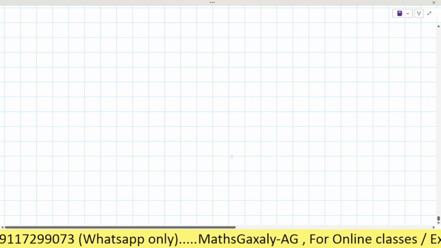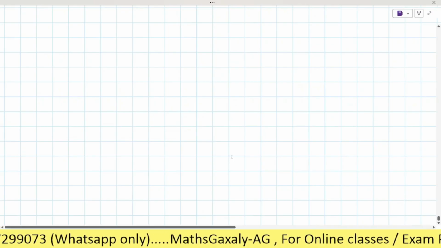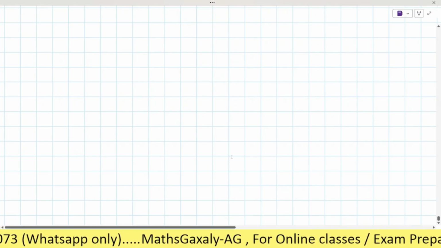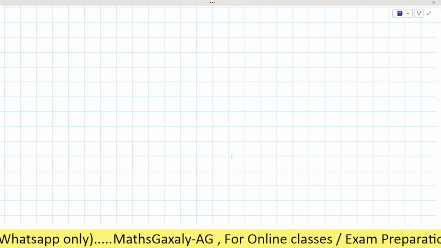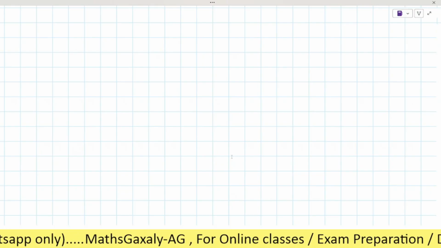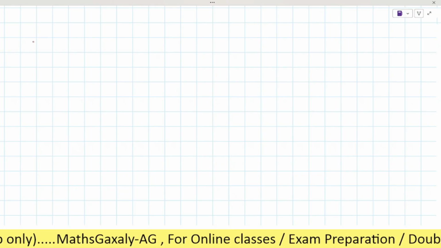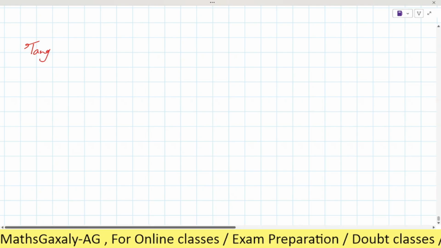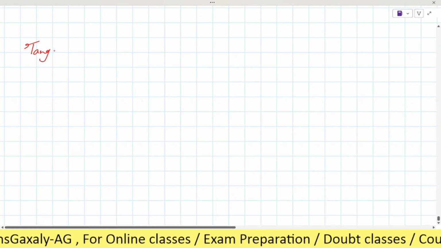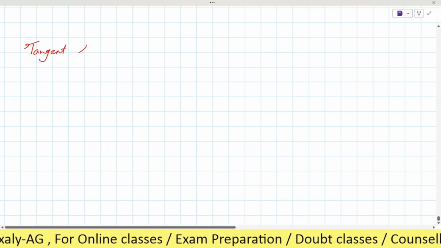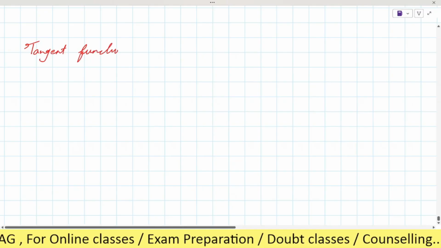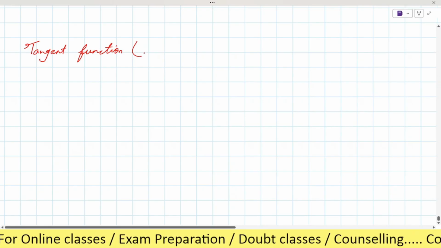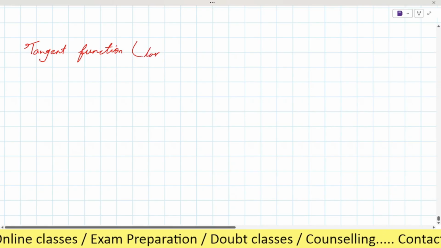So let's see here. We know about the domain of the tan function, that is the tangent function, right? Here we are discussing the tan function, or you can say the tangent function, which is also known as the tan function.